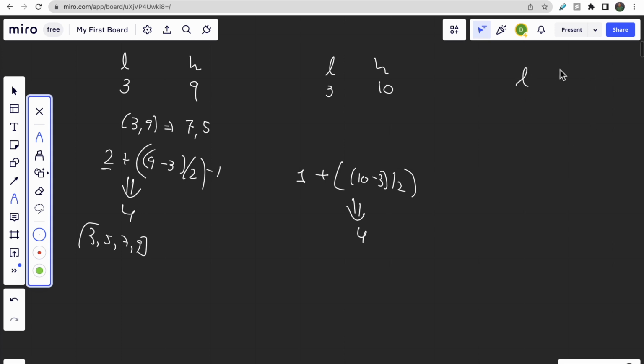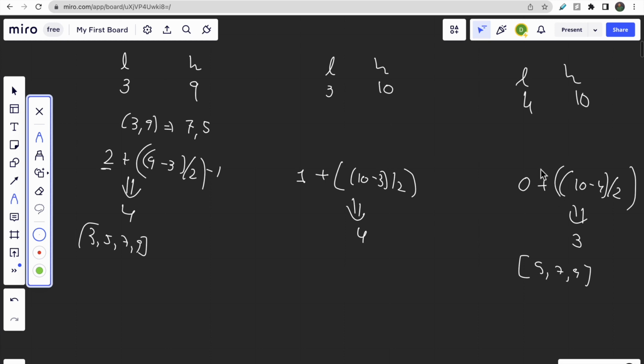Now let's say low is 4 and high is, let's say, 10. Do we have anything inclusive, in the low and high, that is odd? No. So we will simply do 0 plus (10 minus 4) by 2. 10 minus 4 is 6, and 6 by 2 is 3. So our answer is 3 here, which are the numbers 5, 7 and 9.